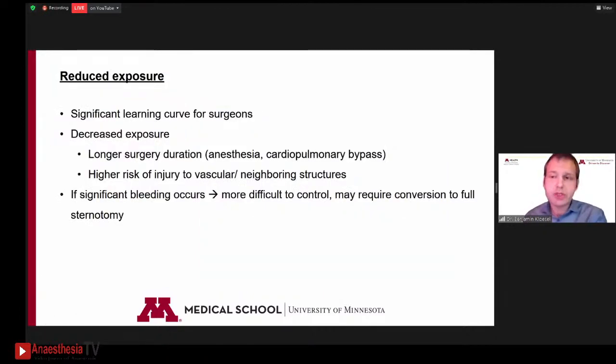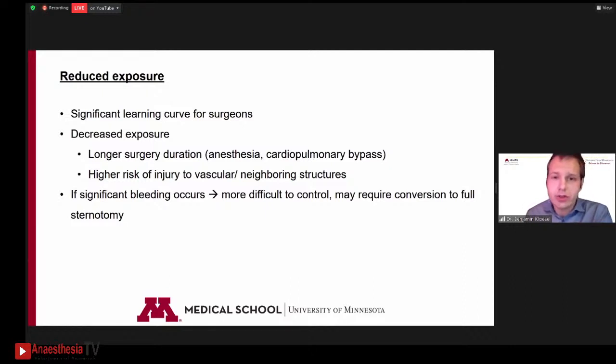Now, the reduced exposure, that is something that we as anesthesiologists can't really help the surgeon much with, but the important thing for us to keep in mind is that there's a significant learning curve for surgeons. Typically surgeons who are not very familiar with minimally invasive approaches who start doing those will be facing challenges with exposure, with cannulation, and just with the time it takes to get to the structures they are interested in.